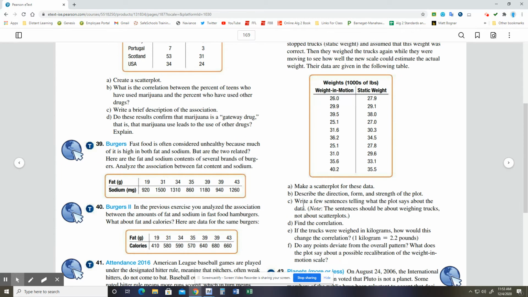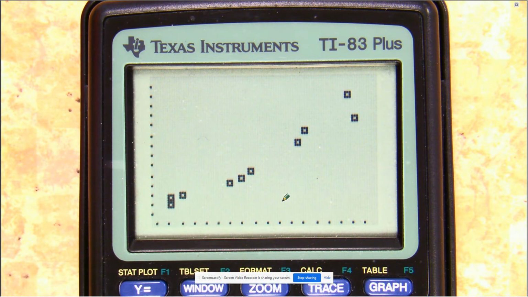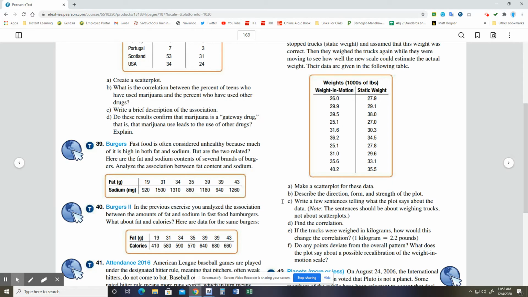Make a scatter plot for these data. Okay, there it is. Again, that seems very linear to me. I haven't even read the rest of the questions, but it seems very linear. I know that eventually maybe they'll have you describe the association between them. Part B. Oh, there it is. Describe the direction, form, and strength. Direction, positive. Form, linear. Strength, very, very strong.